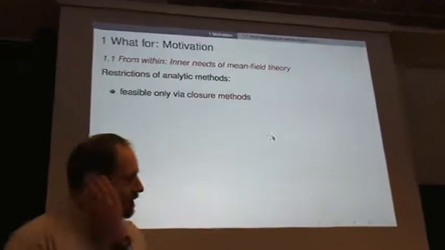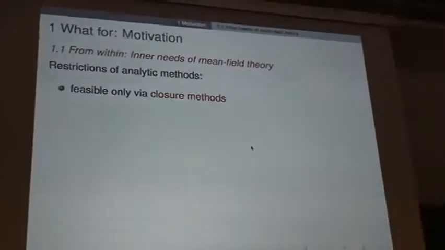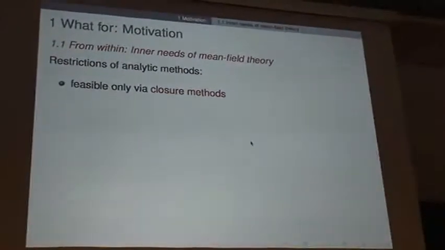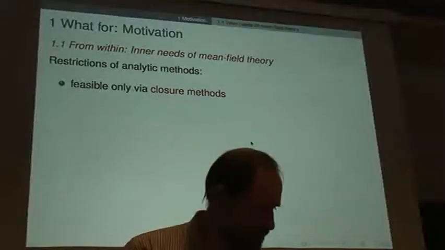It comes first from some restriction of the analytic method. You have heard already during the school a lot about it: analytic methods were at the beginning, and they were really successful for a long time, but they had their specific restrictions. One of these is that they are only feasible, or assumed to be feasible, to be more precise, to work together with closure methods, or closure assumptions.